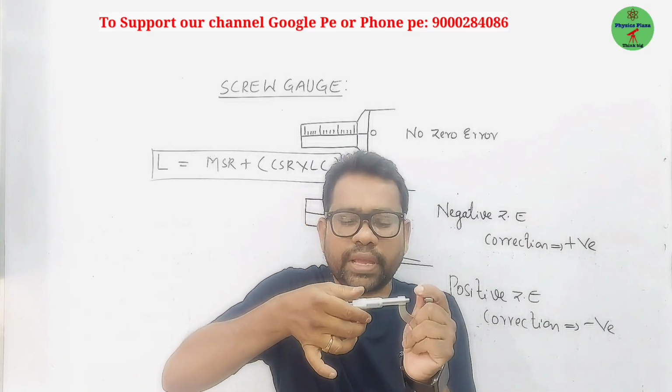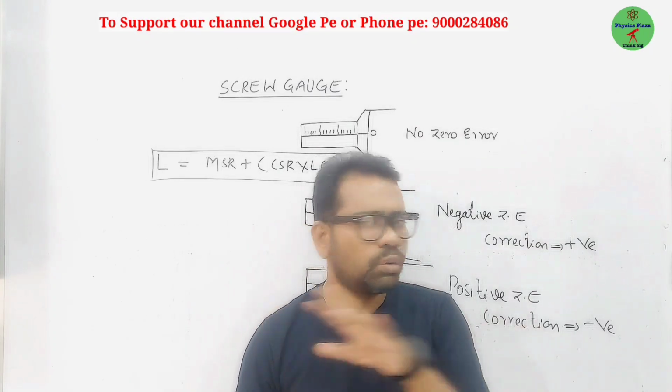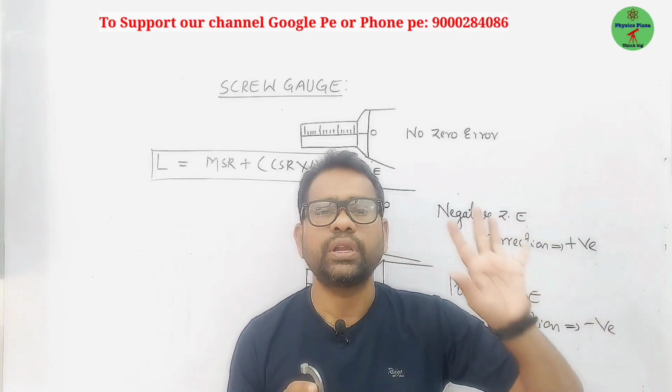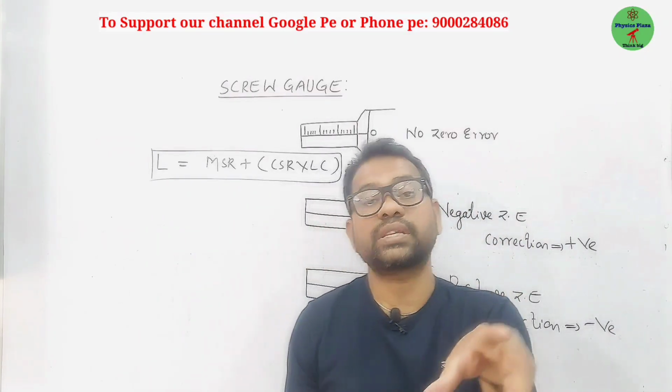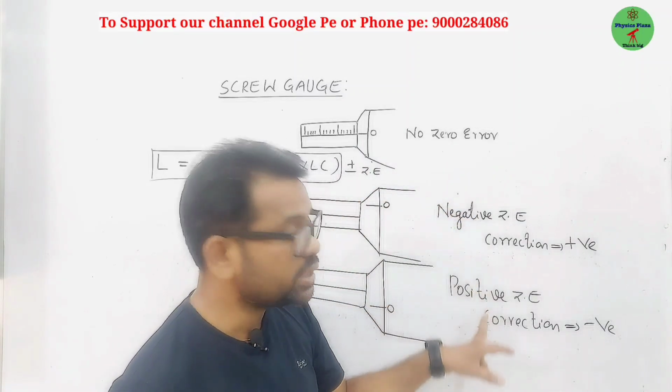To avoid this, we have to rotate only in one particular direction. You just don't go on using clockwise and anti-clockwise. Only in a particular way, just try to make use of it. To avoid it, yes, but we can't make it zero. Here, the zero error we can make completely zero.